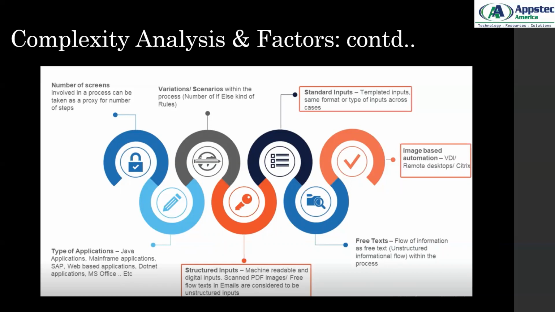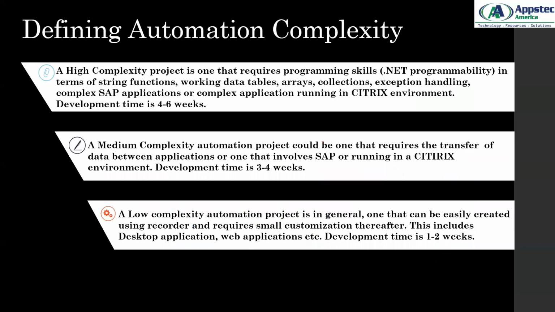Then input could be from various types of applications, such as Java, mainframe, SAP, web applications, .NET, Microsoft Office, or any third party application, which also helps analyze what sort of complexity the project could eventually be. And then we saw the definition of the automation complexities. There are 3 levels: high complexity, medium complexity, and low complexity.